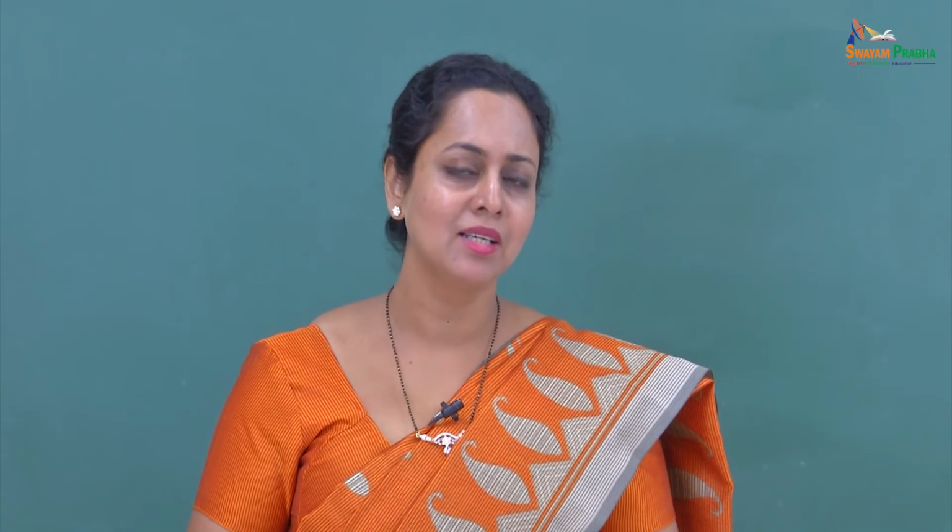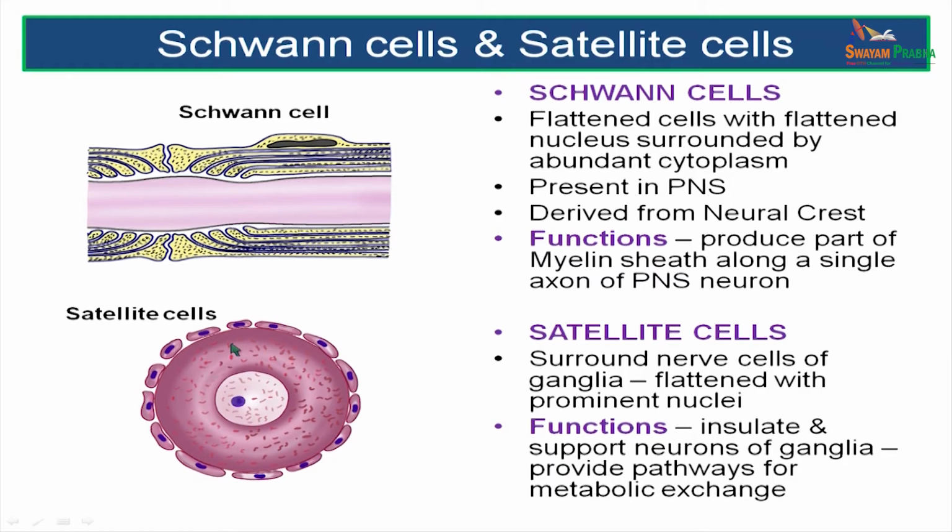The second type of neuroglial cell in the peripheral nervous system is the satellite cell. What is the meaning of satellite? It is something that lies around something else. Here we see a ganglion cell surrounded by a layer of flattened cells called satellite cells. These satellite cells form a kind of capsule around the ganglion cell. They protect it, they insulate it, and they also provide pathways for metabolic exchange processes.